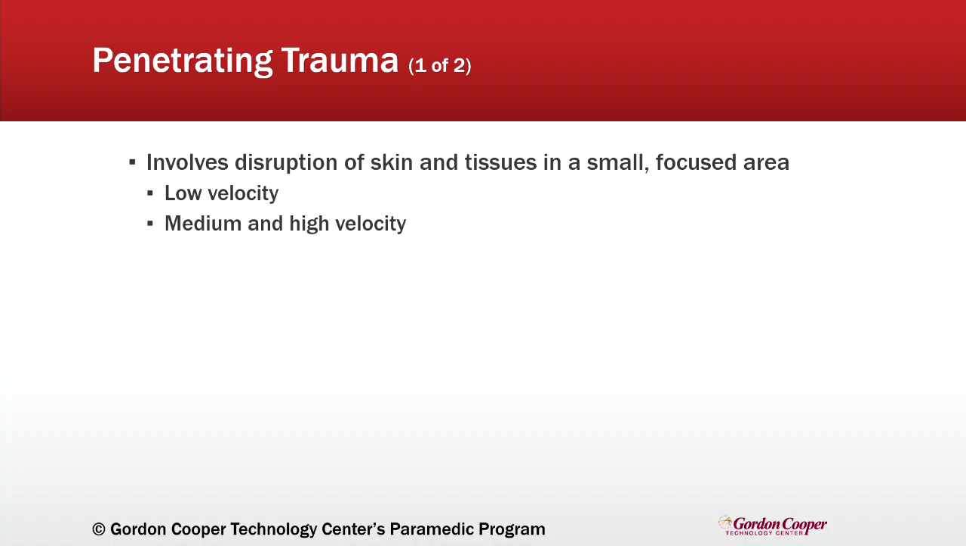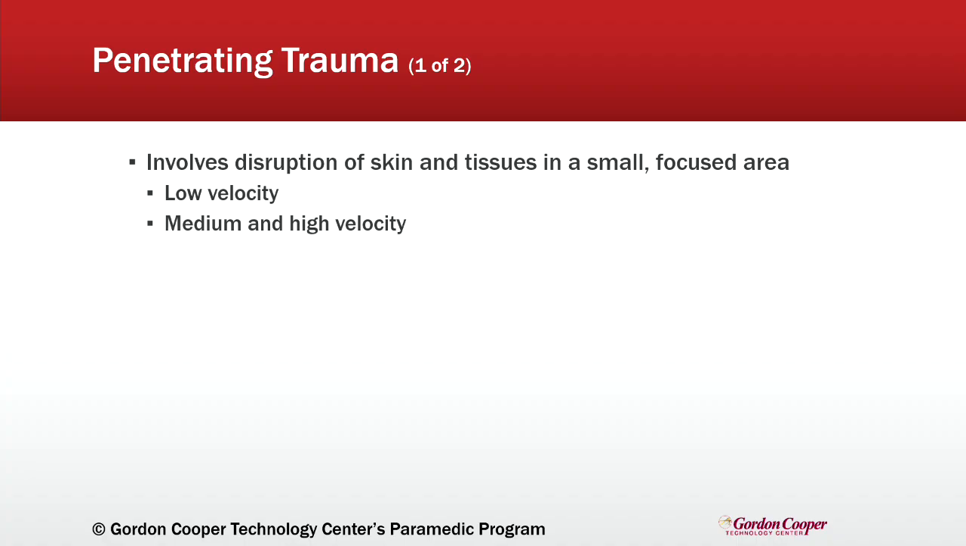Penetrating trauma occurs when the skin and underlying tissues are pierced in a small focused area. It is usually classified as either low, medium, or high velocity impacts or penetrations. Low velocity injuries are caused by sharp objects moving through the body, such as a knife or something along those lines. Medium and high velocity injuries are usually from bullets and are harder to predict because the projectile may tumble, it may flatten out, it may ricochet inside the body and do those kinds of things.